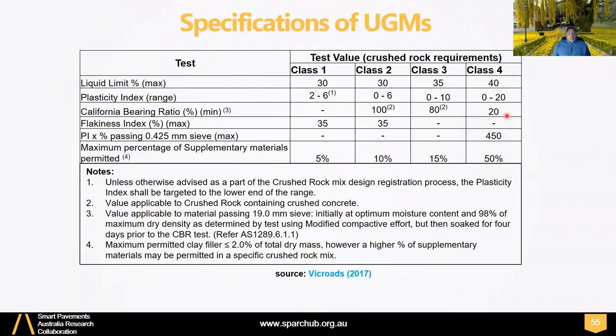So this is some specification of UGMs, again taken from VicRoads. Now this specifies all the things we mentioned: liquid limit, plasticity index, California bearing ratio, and this parameter takes into account the PI together. And so classes 1 to 3 we mentioned before, their characteristics are given here.